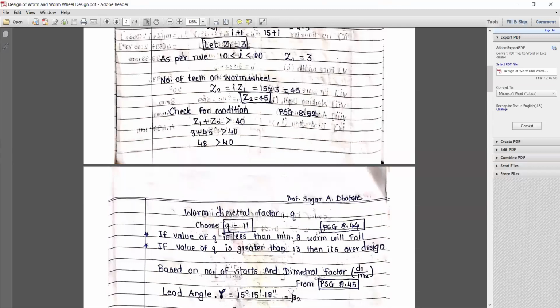Then the number of teeth on the worm wheel. The number of starts on the worm, as we got, is 3. So the number of teeth on the worm wheel Z2 is equal to Z1 into i. So we get Z2 equal to 45. Then we have to check the condition that Z1 plus Z2 should be greater than 40, which we have found from PSG page number 8.52.